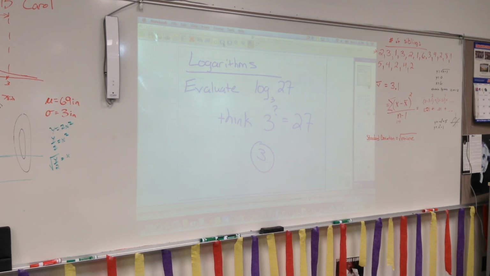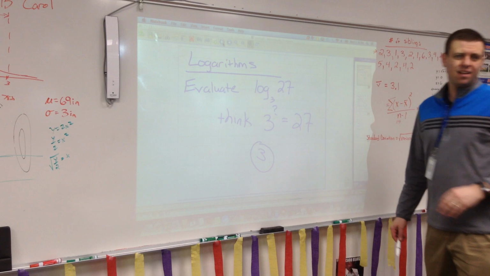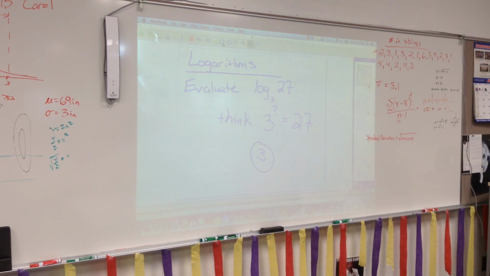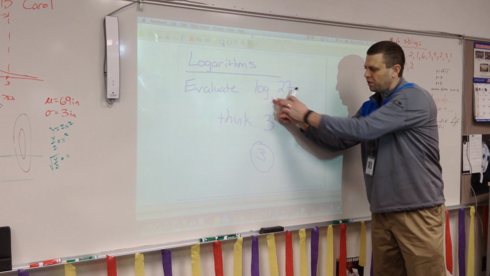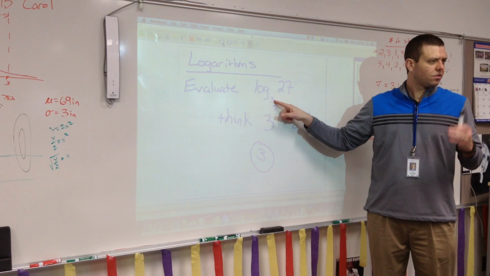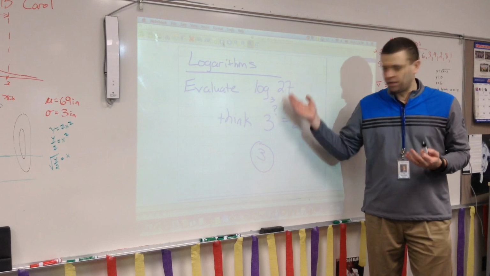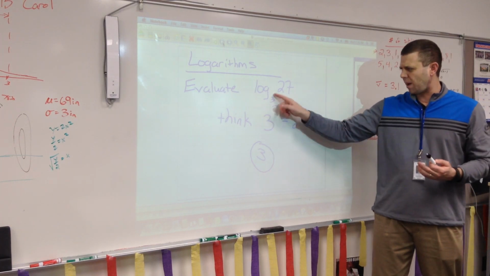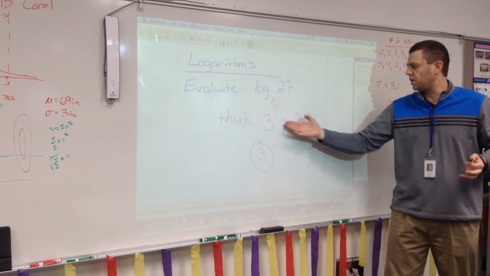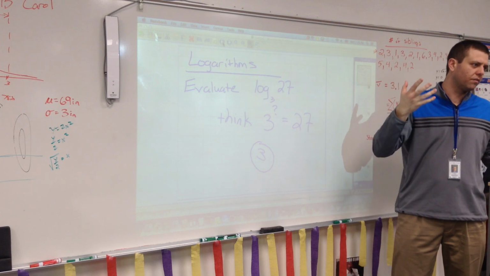Our first objective here today is just to be able to evaluate logarithms. Refresh your memory on evaluating logarithms. If you see this, evaluate log to the base 3 of 27, all that is asking you is what exponent my base of 3 would have to have in order for it to equal 27. So your thought process is: 3, my base, raised to what power equals 27? In this case our answer would be 3, because 3 times 3 times 3 is 27.